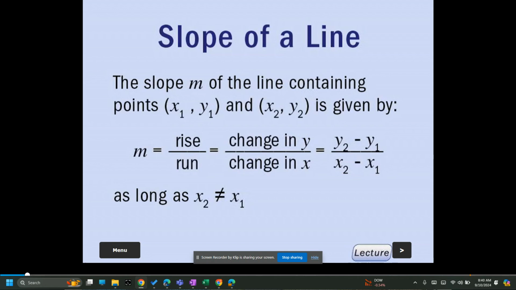So that's how we find the slope of the line containing the points x sub 1, y sub 1, and x sub 2, y sub 2. Now we use m to denote slope. It is equal to rise over run, which equals change in y over change in x. And we find that by y sub 2 minus y sub 1, the change in y, over x sub 2 minus x sub 1. This is, of course, as long as x sub 2 is not equal to x sub 1.